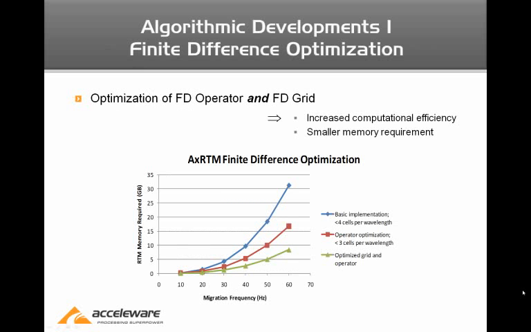Well, now I'd just like to mention a couple of the algorithmic developments which contribute to the excellent performance of AXRTM. And the first is finite difference optimization. AXRTM uses finite difference techniques to perform the wave propagation calculations at the heart of RTM. And these have been optimized in terms of both the finite difference operator and the finite difference grid. Now together these optimizations lead to significantly improved performance and to a much smaller memory requirement, as we can see in the graph here of total memory requirement.